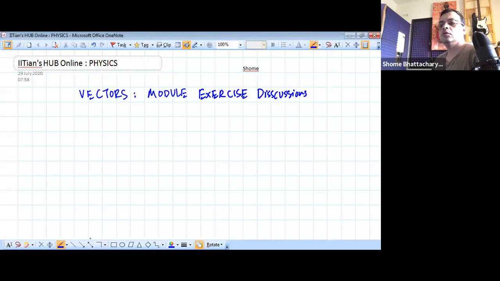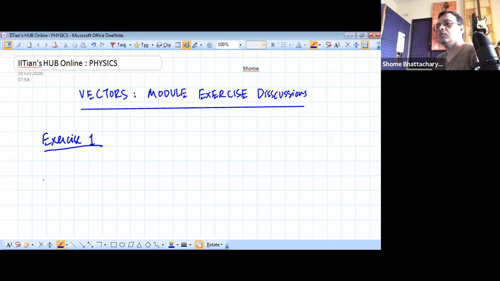Okay, so let's look at exercise 1, question number 11. The question says that a particle is initially accelerating towards east with a velocity of 5 meters per second, and over an interval of 10 seconds, the velocity changes to 5 meters per second northwards. So we have to find the average acceleration.